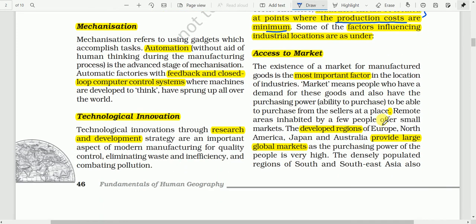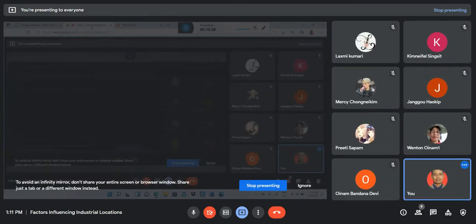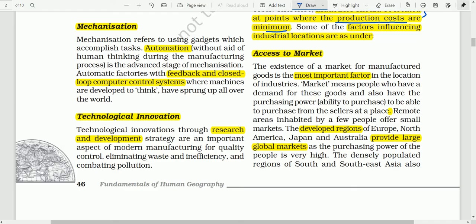Any question, boys and girls? No, sir. Okay. So now let us start the factors influencing industrial locations.